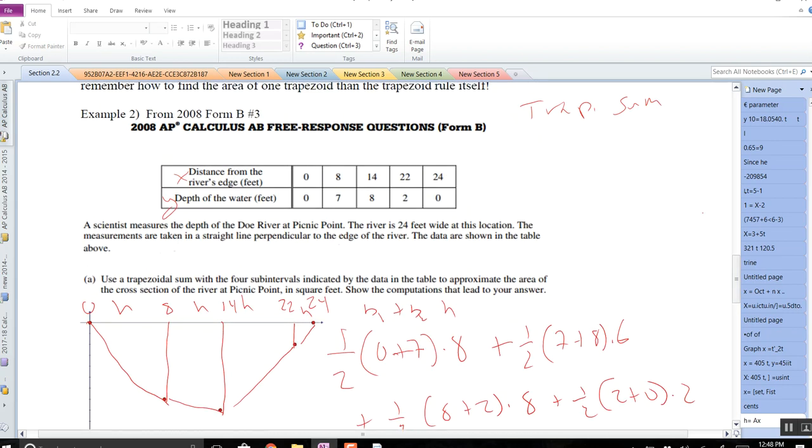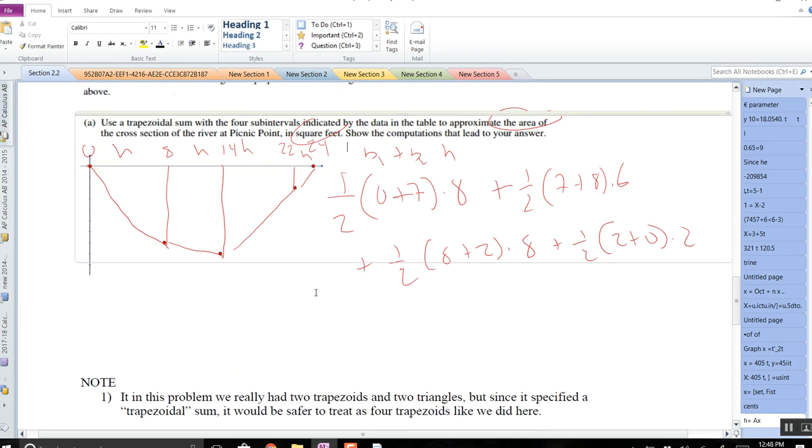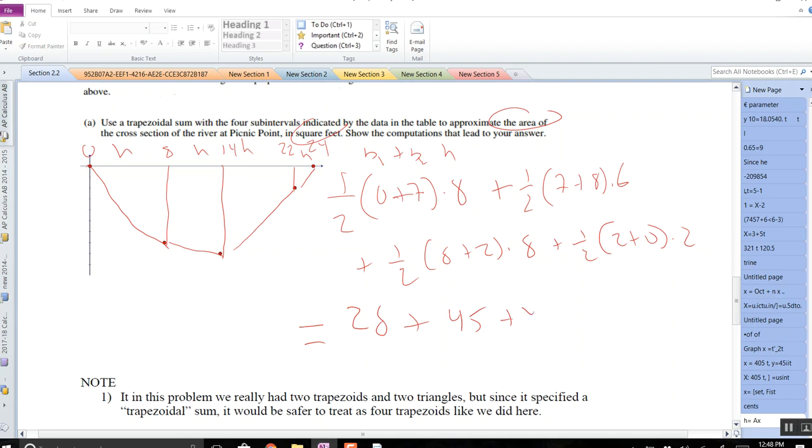And if you think about what we're trying to find here, we're actually trying to find the area of the cross section here in square feet, because we're basically multiplying feet by feet: distance along the river's edge, and of course, the depth of water. So if you work it out, you should get 28. 3 times 15, that's 45. 4, that's 40. Still check my math here. And I think you get 7115 square feet.